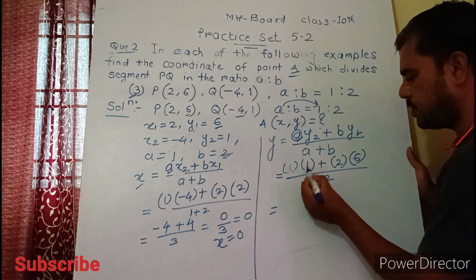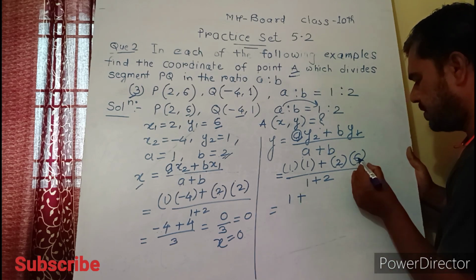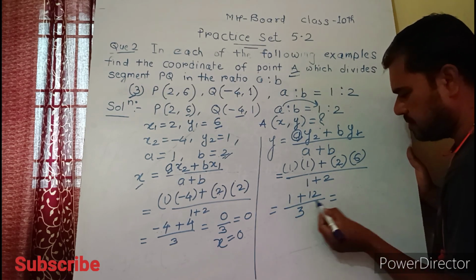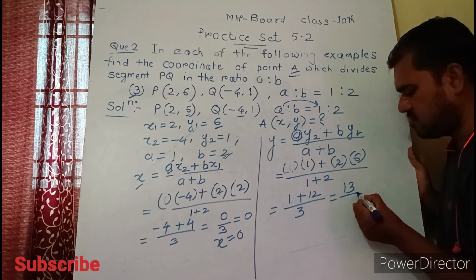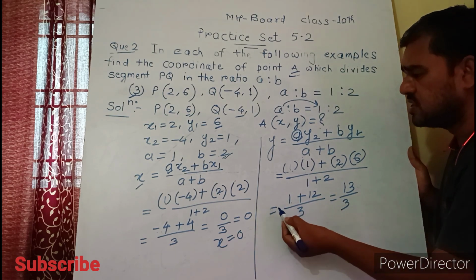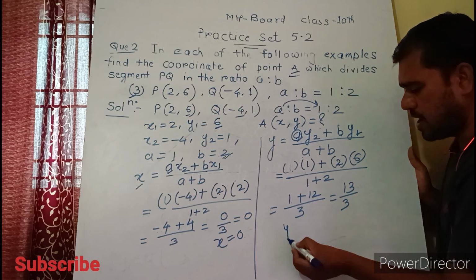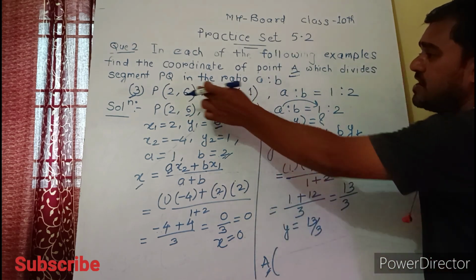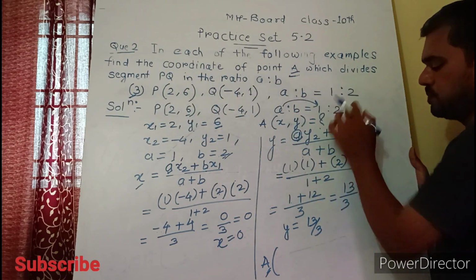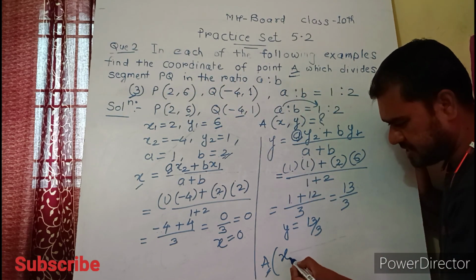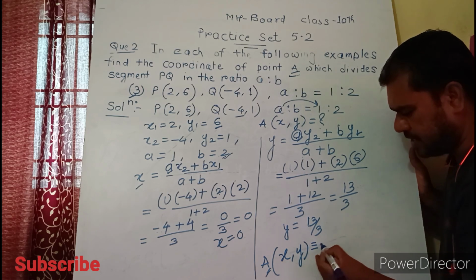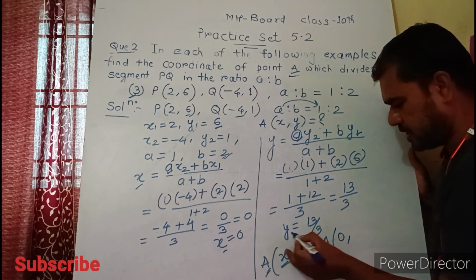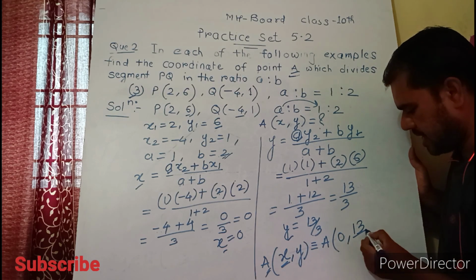That will be equal to 1 into 1, that is 1, plus 2 into 6, that is 12, divided by 1 plus 2, that is 3. That equals 1 plus 12, that is 13 divided by 3. We get the y coordinate, y equals 13 by 3. Now this point A divides segment PQ in the ratio a to b, and the coordinates x, y are equivalent to A. We get x coordinate 0 and y coordinate 13 by 3.